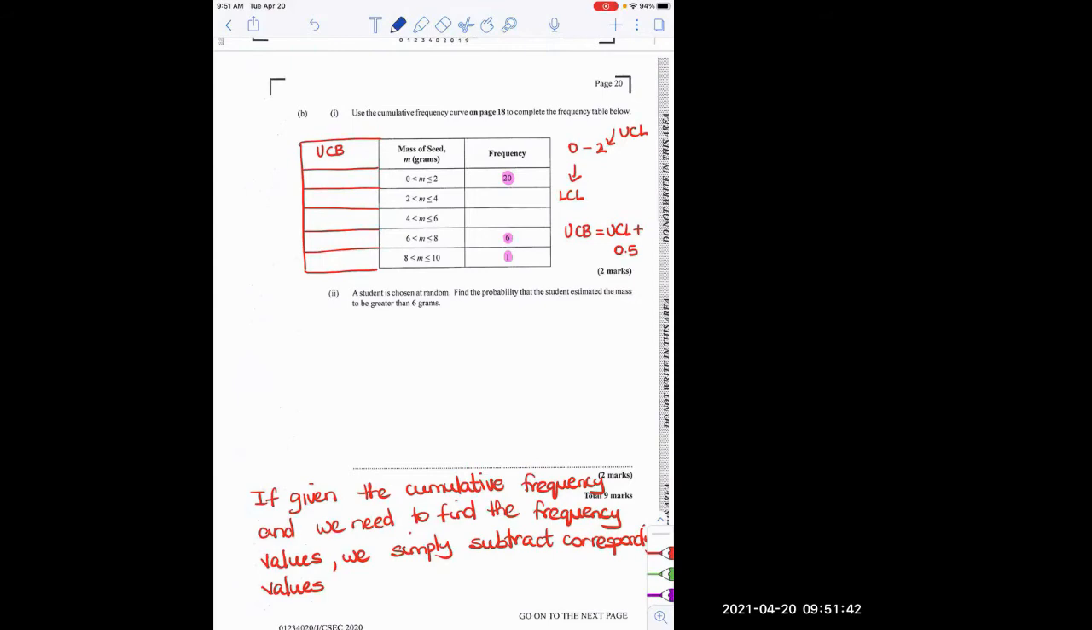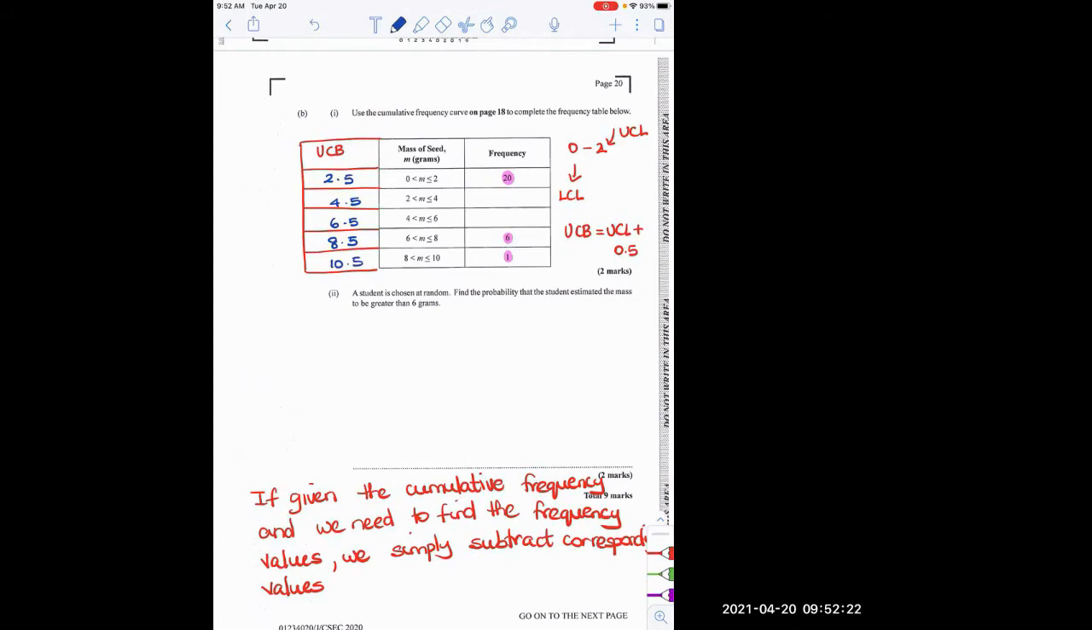All right, is anyone still writing? No, miss. So for the first class interval, what was the upper class boundary? What did you get for the first value? 2.5. Did everybody get 2.5? Yes, miss. So 2.5, 4.5, 6.5, 8.5, and 10.5. So we go into the curve and we're going to see what those values correspond to.